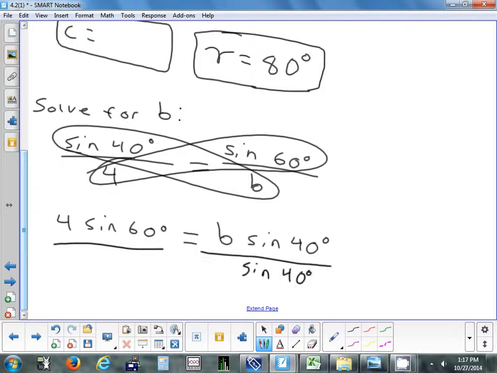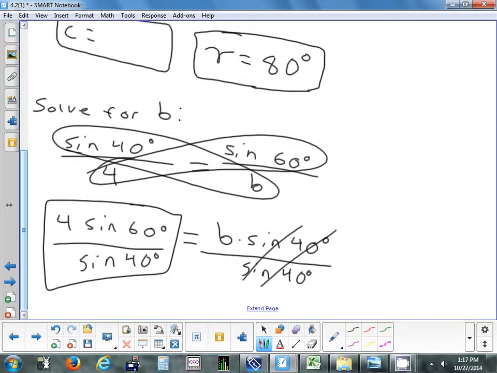All you did here was you took B and you multiplied it by a number. If you want to undo multiplying, you divide. So these cancel out, and you're left with B equals. And now I want to find out what that is. You just type it in. We just have to round it. We'll generally round to three decimal places.